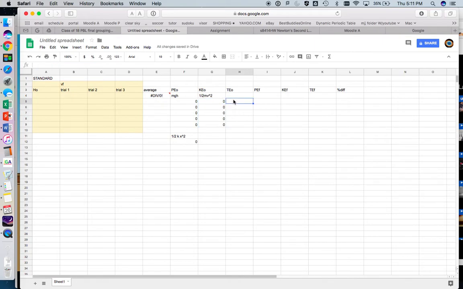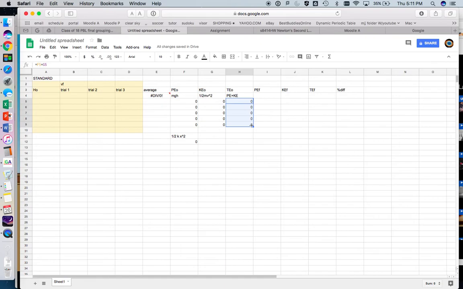And now to find the total energy is potential energy plus kinetic energy. Equals this plus that. Drag it down. Now I'm not going to do the finals because I'm not doing your entire homework assignment. So have fun with the finals. Just know that the formulas are the same, it just applies to the final values.